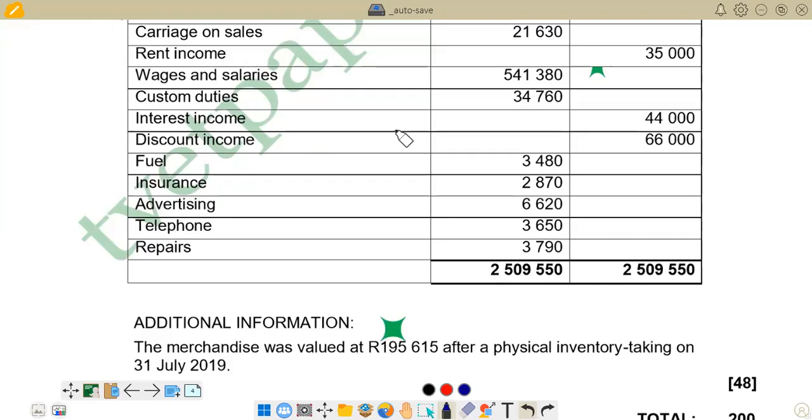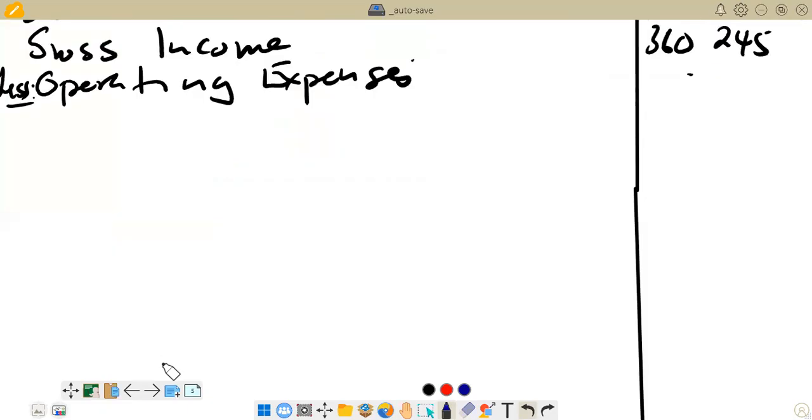So for our operating expenses, we are going to start here, go down to check what operating expenses do we have. Remember, we've got carriage on sales here. Carriage on sales comes under the section of our operating expenses, but carriage on purchase is the one that we are supposed to put in the trading account when you are now calculating the cost of sales. So here we are picking carriage on sales. We've got 21,630. So you can go and include this one.